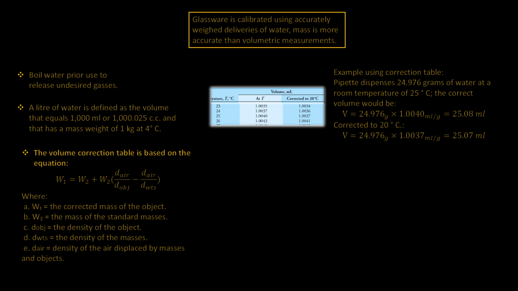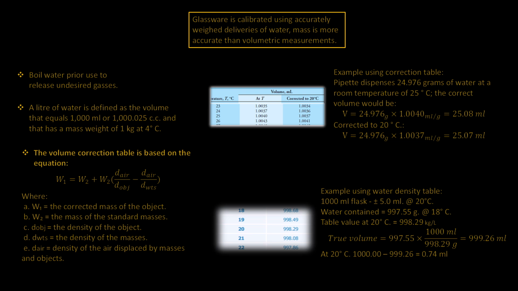Now using the density table, the true value of the volumetric flask can be determined. As well, the tolerance can be compared to the stated value etched on the bottle. Let's say, for example, we have a 1,000 ml flask having a tolerance of plus or minus 5.0 mils at 20 degrees centigrade. Well, the flask is filled to the meniscus and carefully weighed. The room temperature is 18 degrees centigrade and the weight of the water was 997.55 grams. Okay, now the table shows the density of 998.29 grams per liter at 20 degrees centigrade.